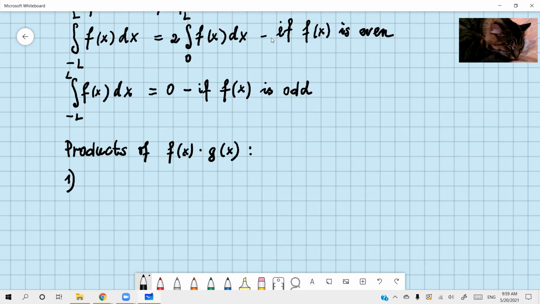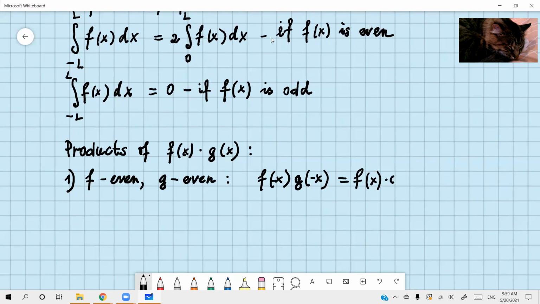Let's consider that function f is even and function g is even. What is going to happen to the product? Well, in the product, if we change the sign in front of the argument, because both functions are even, they are going to forget about this and give you the original function. So you see, the result is going to be even too.